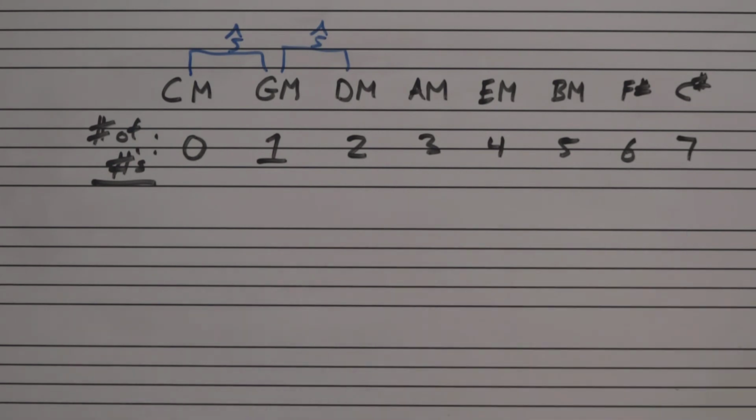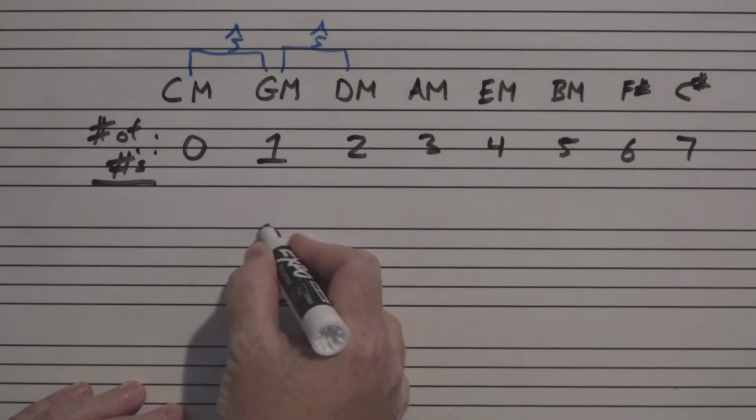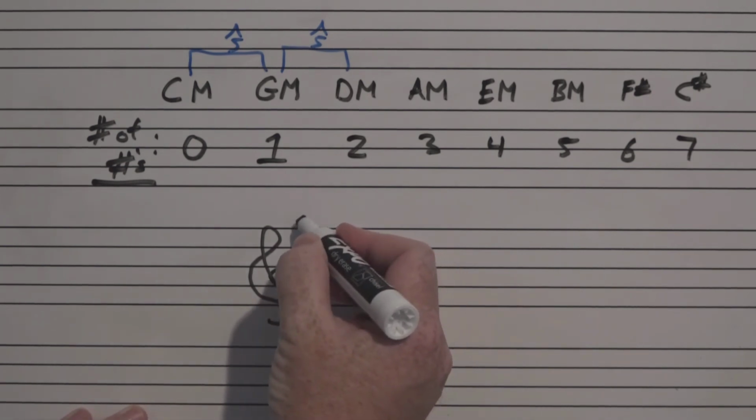And now that you know how many sharps are in each key signature, then you need to know how to apply them. And when doing that, there's another pattern that forms, and it's called the order of sharps. So C major has no sharps or flats. G major has 1 sharp.